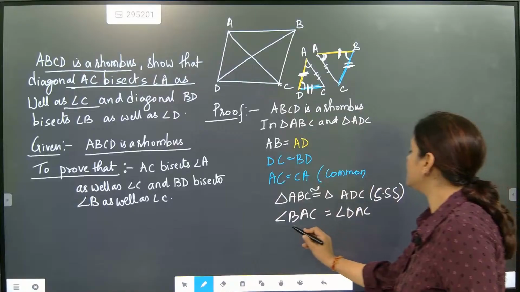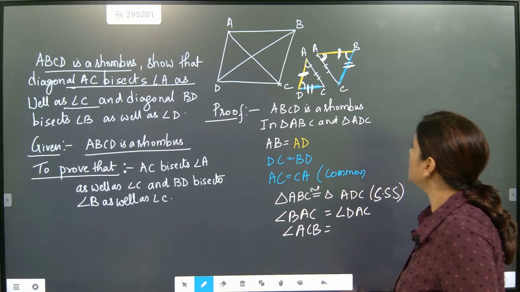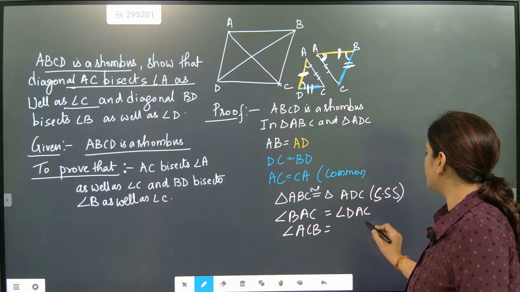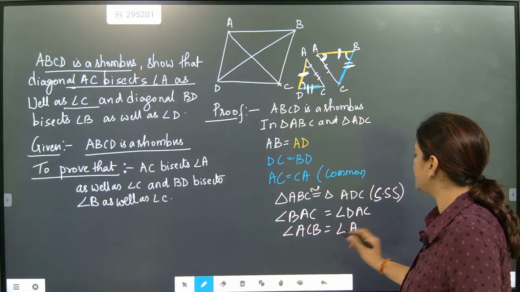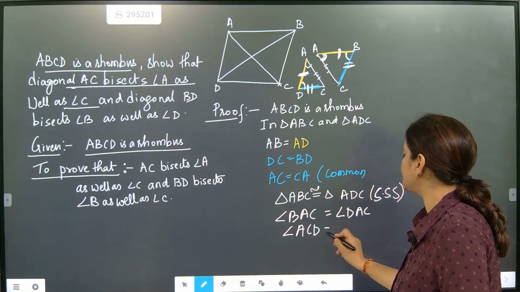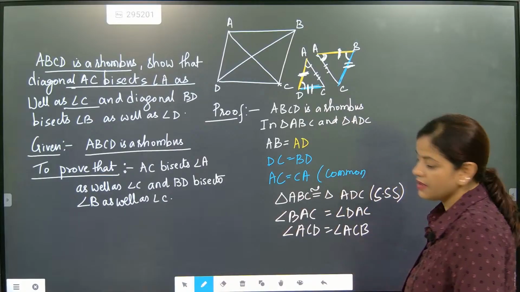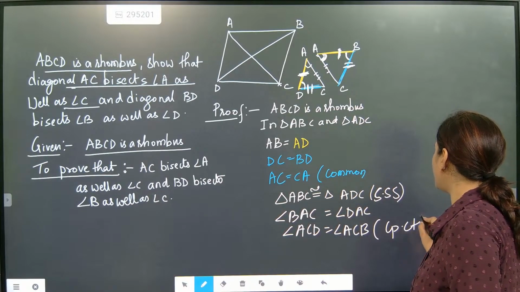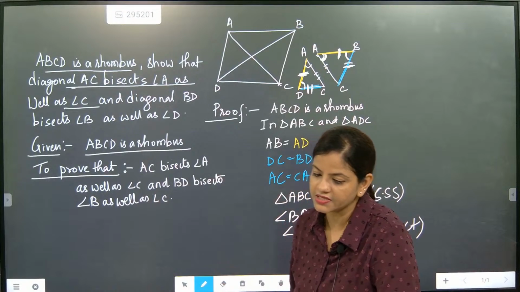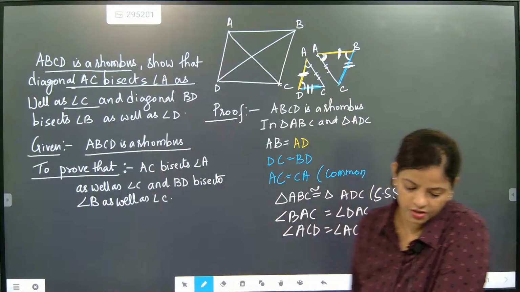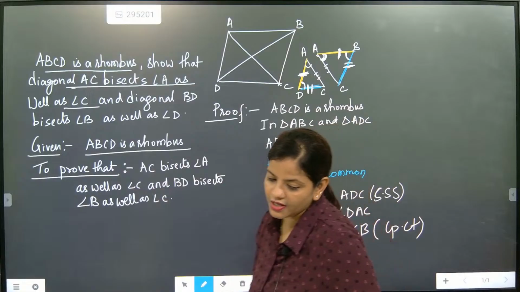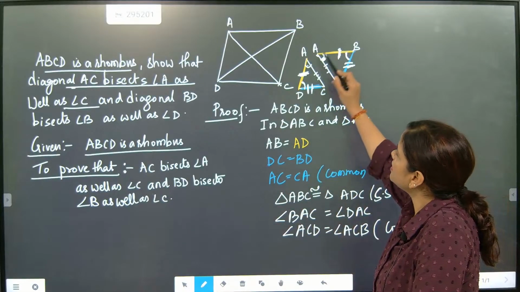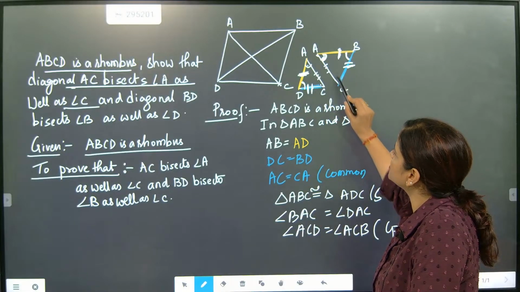And angle ACB, this is angle 3, 2, is equal to angle ACD. Angle ACD is equal to angle ACB by CPCT, corresponding parts of congruent triangles. So that means AC bisects angle A. That's also what we have proved now. When these angles are exactly equal, this angle is equal to this angle and this angle is equal to this angle.